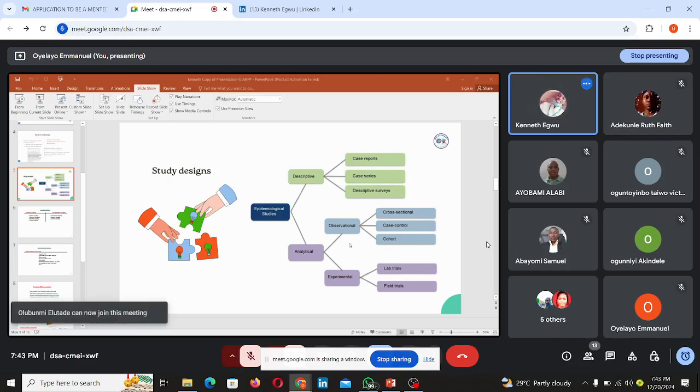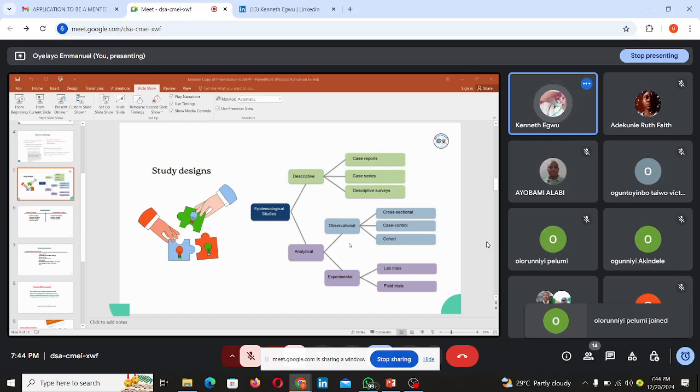So if it's a case report, you have a researcher trying to study a particular individual in a sample. But if it's a case series, we have many individuals in that particular population being studied.